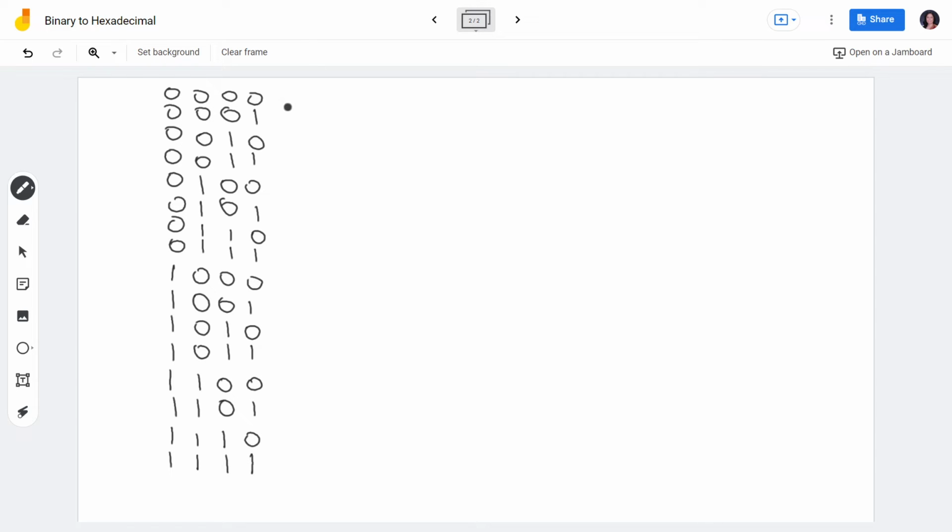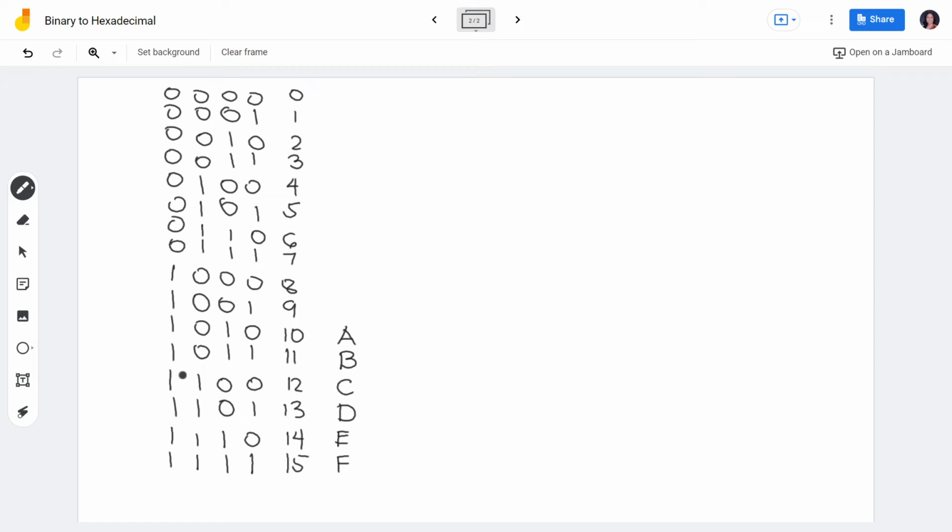Then we have the values. Write the values 0, 1, 2, 3, 4, 5, 6, 7, 8, 9, 10, 11, 12, 13, 14, and 15. As I've said, hexadecimal has numbers from 0 to 9, and then where are the letters? We have this: 10 is A, 11 is B, 12 is C, 13 is D, 14 is E, and 15 is F.